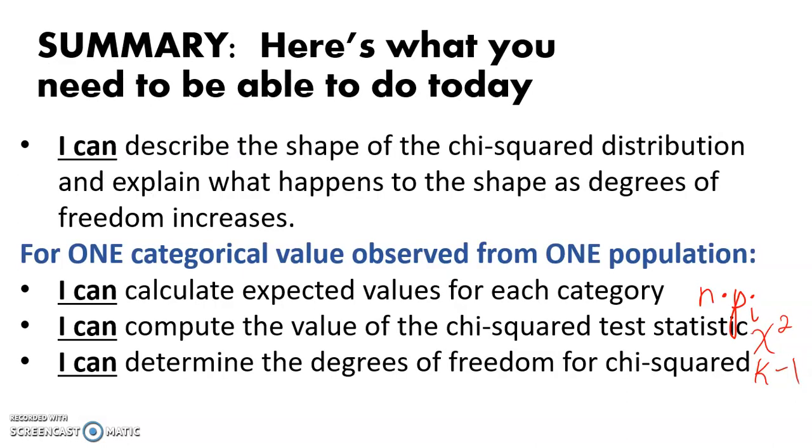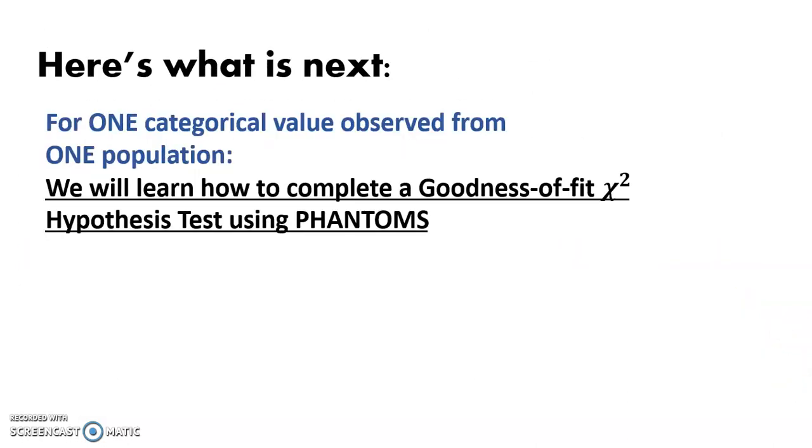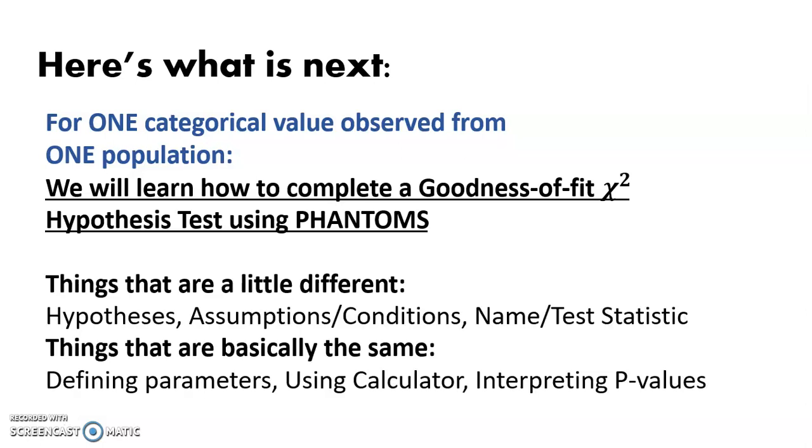Okay, so what's coming up in our next lesson is we're actually going to use the process that we've been using in the last couple of chapters, this hypothesis testing idea, and we're going to do a goodness of fit test for chi-squared. There are some things that are going to be a little different. The hypotheses look a little different. We might be expressing them with variables. We may be expressing them in words. Assumptions and conditions are a little bit different.